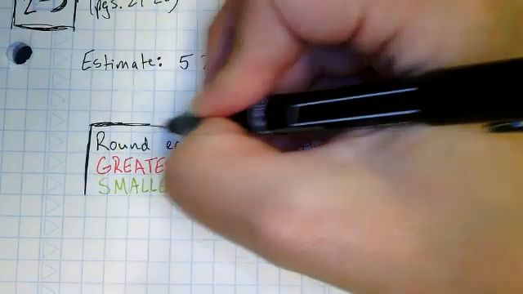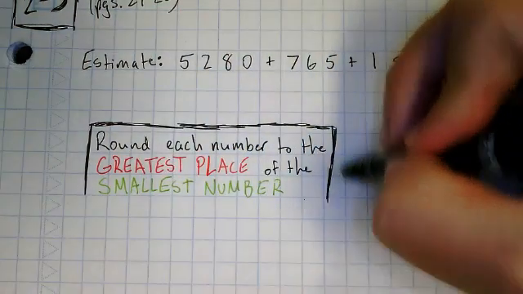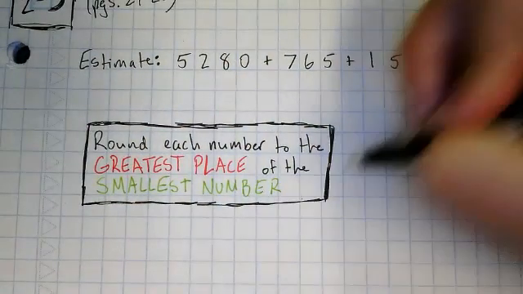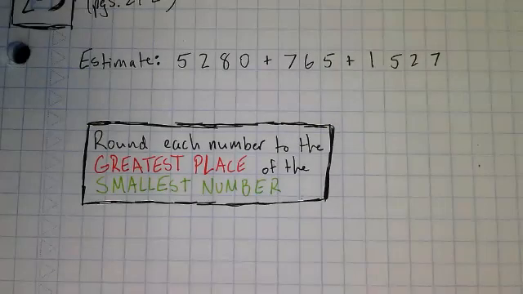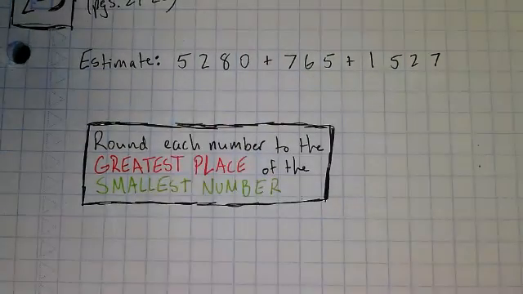I'm going to go ahead and box that up. We like to box up important rules and things like that so that we can find them easily. This is important for us to remember, so we're going to put it in a little box. And once you have that written down, we'll move on. So, it says we want to round each number to the greatest place of the smallest number. That means out of these three numbers up here, we're going to find the smallest one and round to the biggest place value of that smallest number.